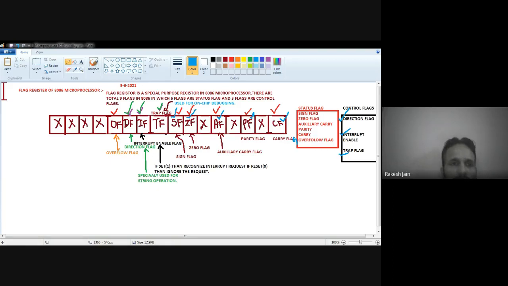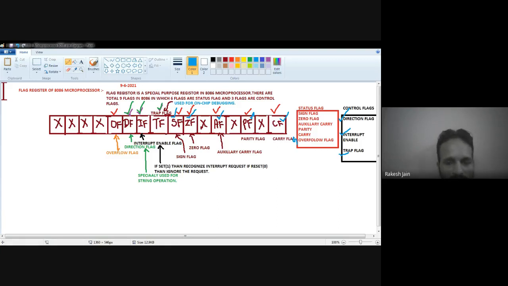Now I'm showing you one thing: what is the difference between the 8085 and 8086 microprocessor flag register. Apart from the basic general definitions, that the 8086 microprocessor is a 16-bit microprocessor, whereas the 8085 microprocessor was an 8-bit microprocessor.